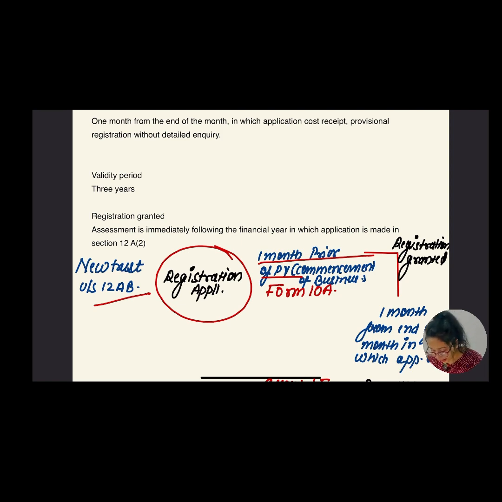Again, form number 10A. Registration is going to be granted within how much time limit? 1 month from the end of the month in which the application was received. Earlier it was 3 months in case of re-registration, but in case of a new trust it is 1 month for both time limits. Within 1 month from the commencement of that business, which means the previous year.